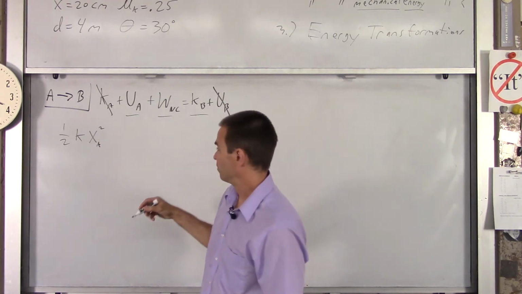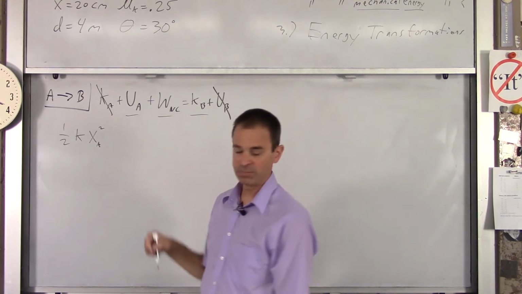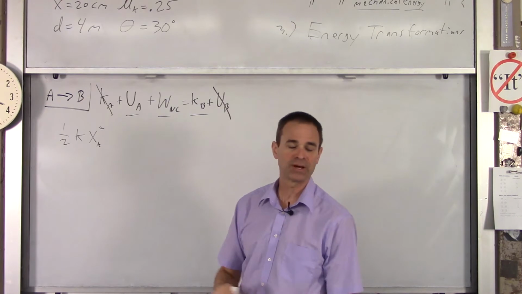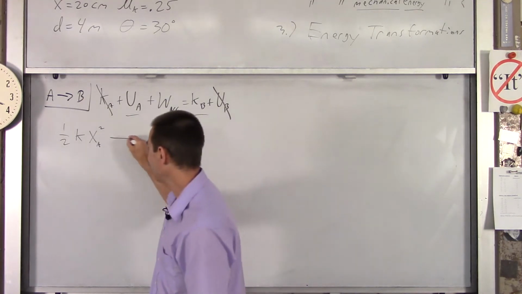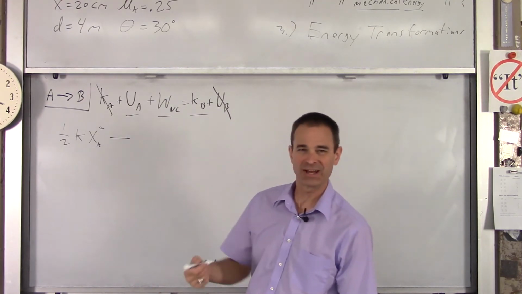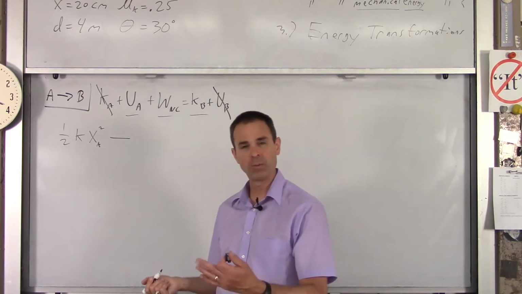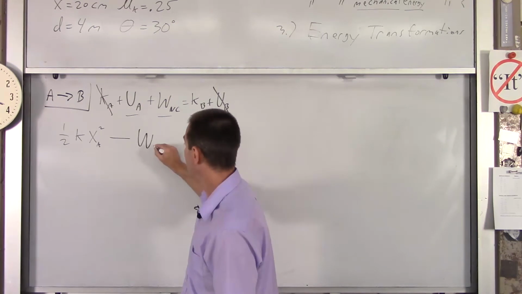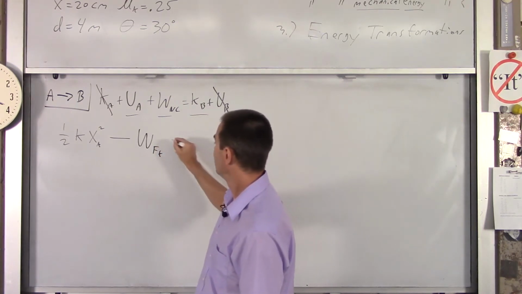Work non-conservative. Well, first of all, is that work going to be plus or minus? Friction is acting in the opposite direction of the motion, so it's going to be minus. In other words, friction is going to suck energy out of our system, and we'll talk about what happens to that energy in a minute. So it's the work done by the force of friction.